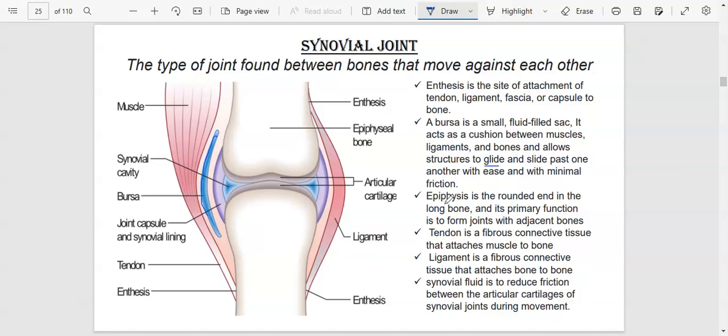We also have the epiphysis. Now, the epiphysis is a rounded end, this rounded end here.